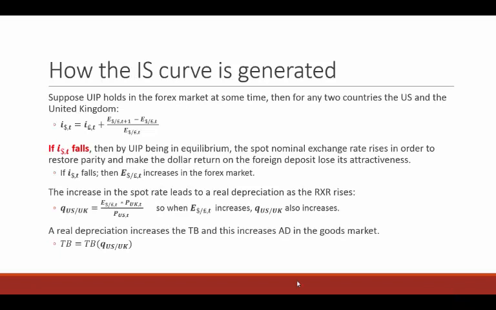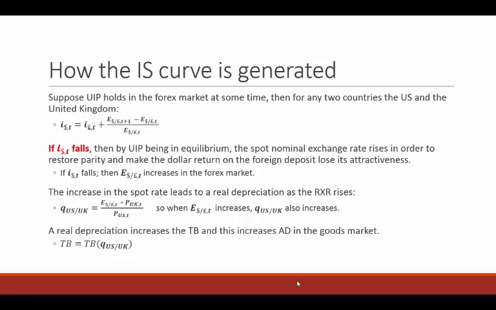We can show how the IS curve is generated as follows. Let us suppose UIP holds in a foreign exchange market, and the dollar-pound exchange rate, for instance, is in equilibrium. Now, suppose the US interest rate falls. Then, as explained previously, the dollar rate of return on pound deposits is now more attractive than dollar deposits, so that dollar holders will seek to purchase pounds in order to invest in the UK. The dollar will therefore depreciate, causing the dollar-pound rate to rise.